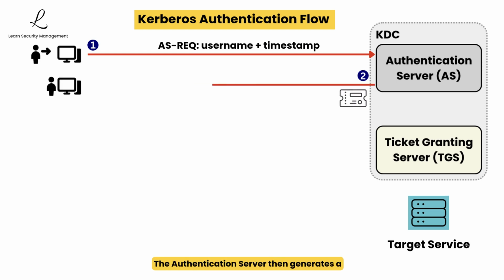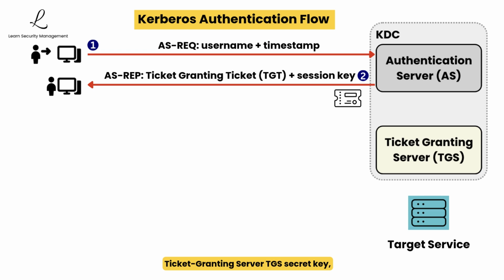The authentication server then generates a ticket granting ticket encrypted with the ticket granting server TGS secret key, along with the session key for communication between the client and the TGS. This ticket granting ticket serves as proof of authentication for subsequent service requests.